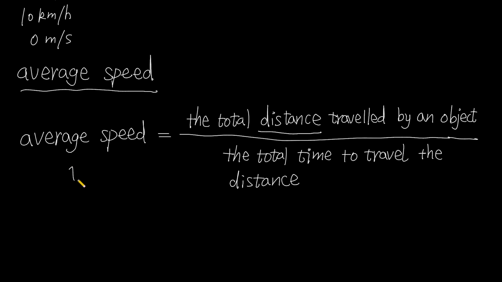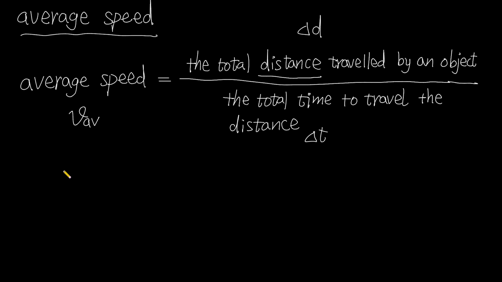We use this symbol v to represent average speed, and we use delta d to represent the distance, and we use delta t to represent the total time. Then we have this formula. So this represents average speed equals the total distance delta d divided by the total time, or we can call this time interval. We just use this formula to calculate the average speed.